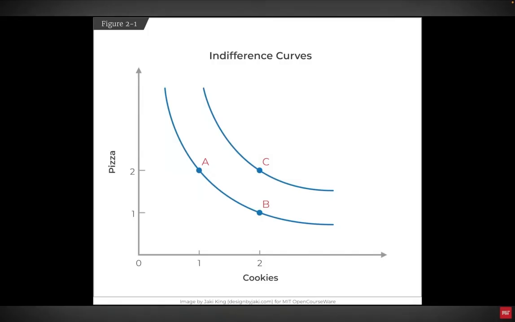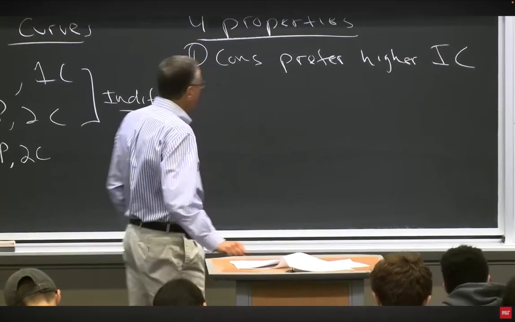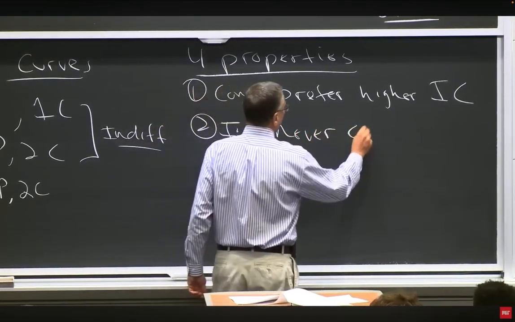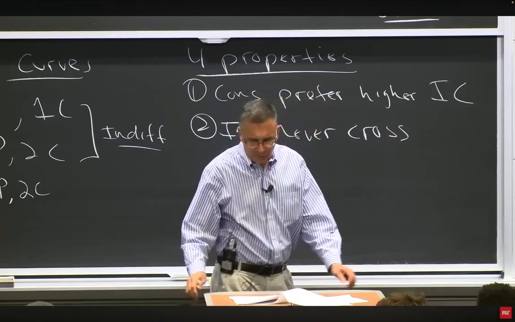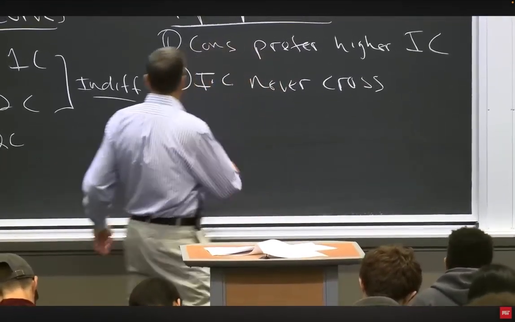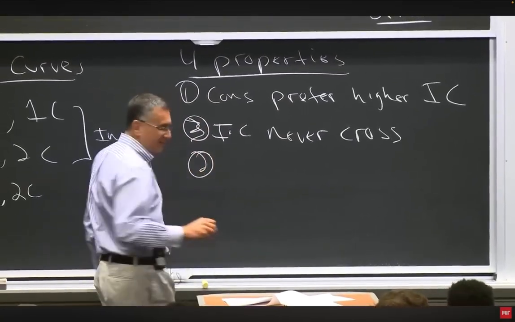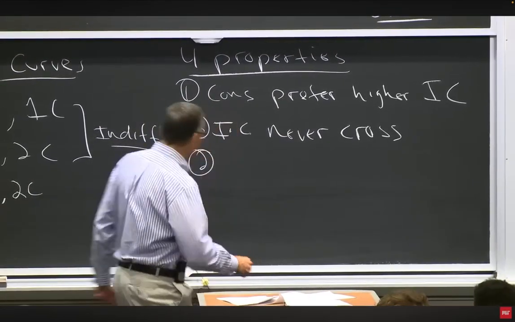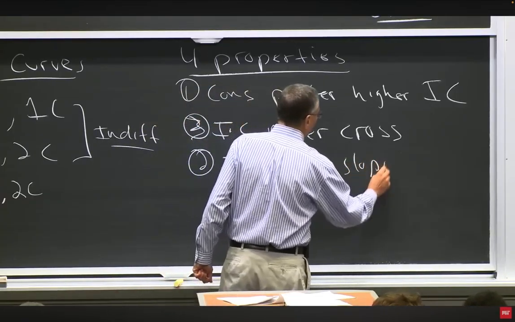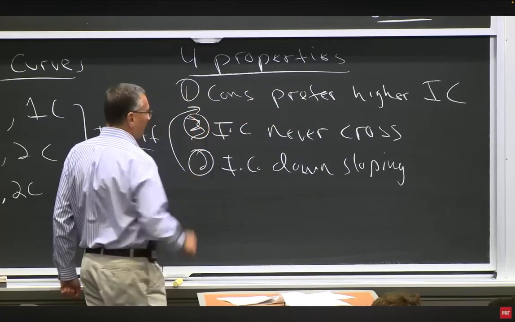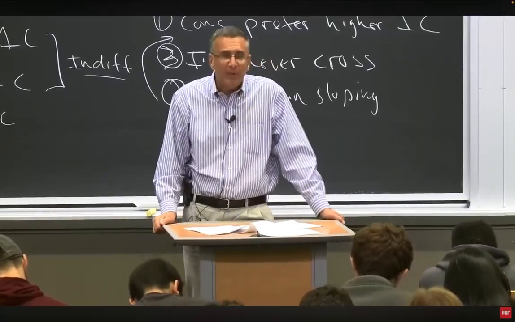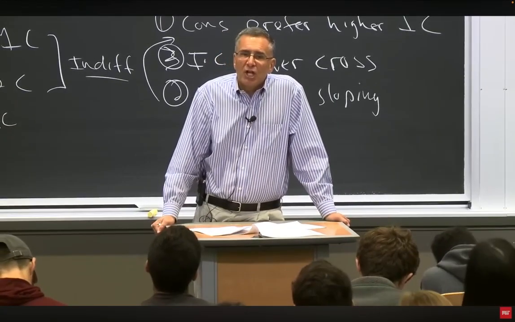The second is that indifference curves never cross. Okay, actually, that's third. I want to come to that in order. Third is indifference curves never cross. Second is indifference curves are downward sloping. Let's talk about that first. That simply comes from the principle of non-satiation.